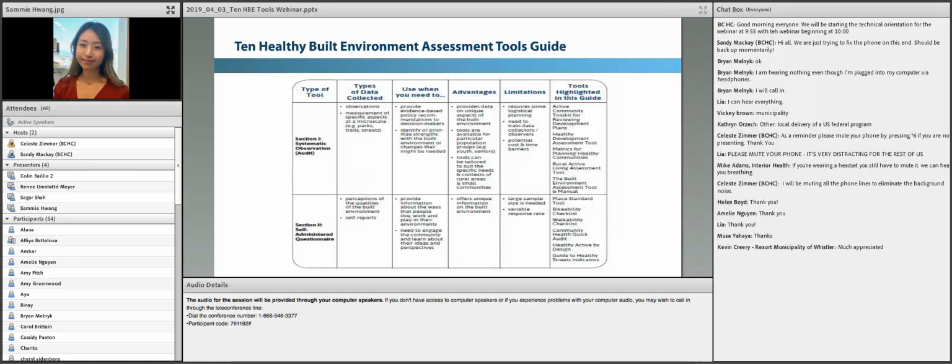Thanks. So I think I was saying, two types of tools that are in this guide are systematic observation or audit tools and self-administered questionnaire type tools. Also, if you look inside our guide, we've identified whether each tool is suitable for rural or urban settings by using icons. They're also going to be shown on the slides as well. I'm not going to go through the specific details of this table, but it's an overview of showing the differences between the two types of tools, like what types of data are collected, when to use each one, some advantages and limitations of each, and which tools in the guide might fit into which type.